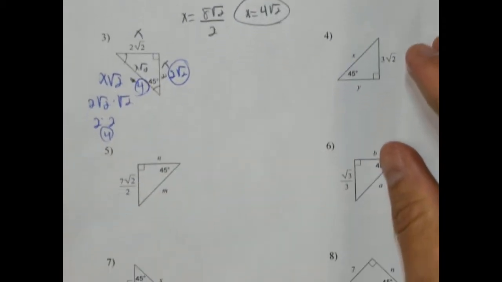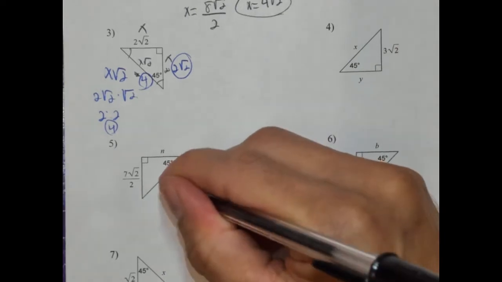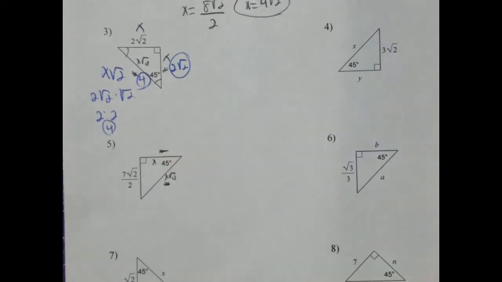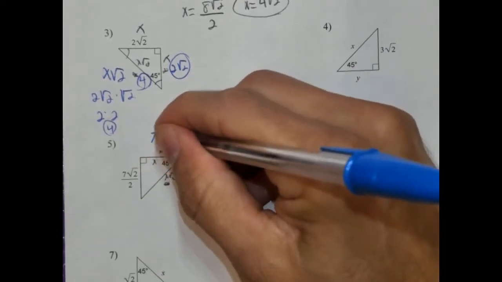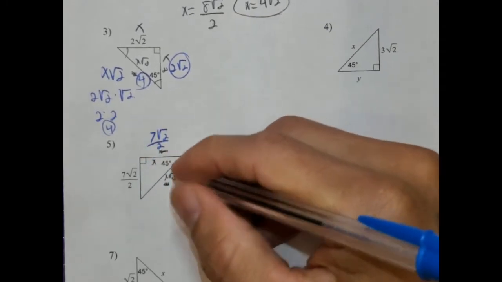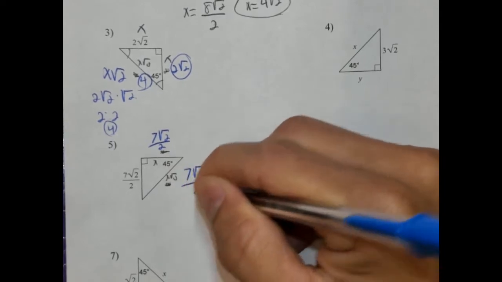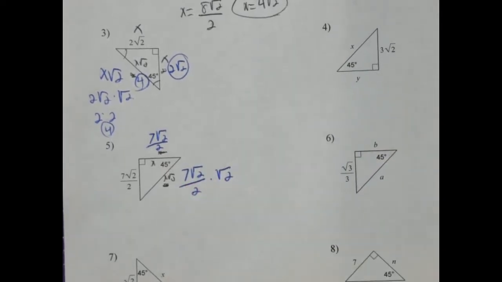Okay, next one. So again, I'm going to cross these out. So we have x, and this is x radical 2. So this is going to be the same as that. So 7 radical 2 over 2. And here we're going to multiply this by radical 2. So we're going to say 7 radical 2 over 2 times radical 2. Because this is our x value. This is our radical 2.